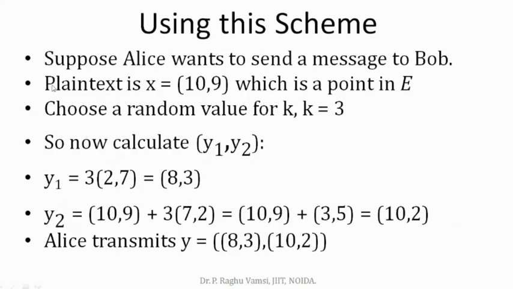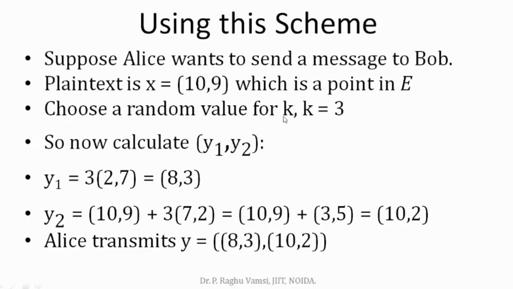We'll see an example. Suppose Alice wants to send a message to Bob. The plain text x is (10,9). You may ask me how you got this (10,9). For example, I told you the message is L. L's corresponding ASCII number will be taken and multiplied with any point on the elliptic curve E. Thereby we will get this (10,9). So plain text x is equal to (10,9), which is a point on elliptic curve E.